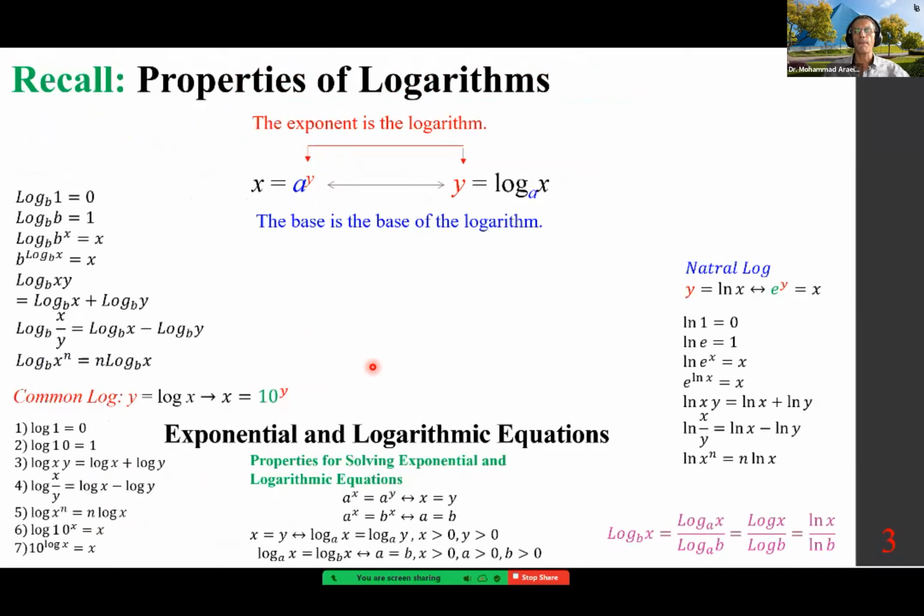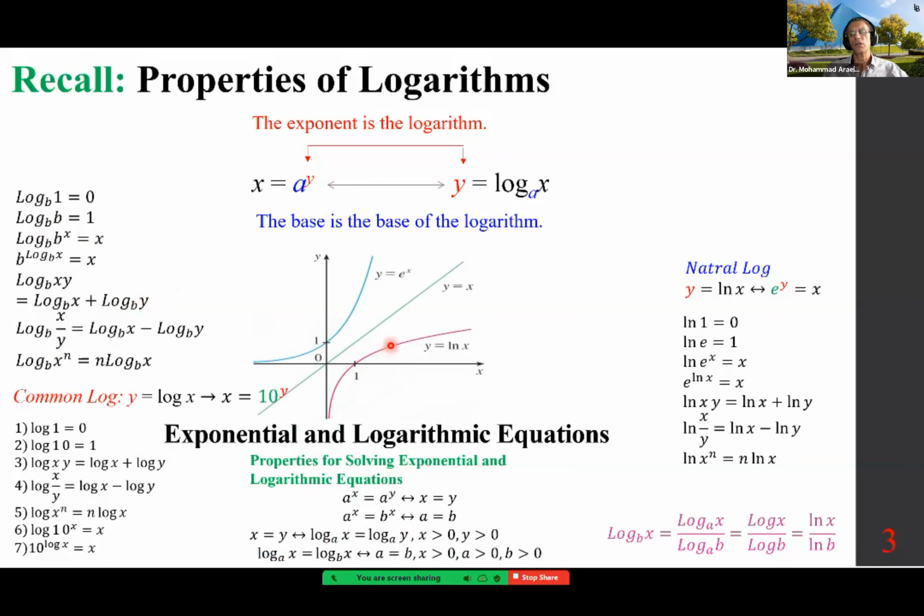I'm hoping everybody remembers logarithmic properties. These are logarithmic properties. Here's the definition when you go from the exponential format to the logarithmic format, and here's the basic properties. Log 1 with any base is 0. Log b base b is 1. So on and so forth. These are all properties that you should be very comfortable with. You've visited them a number of times in algebra.